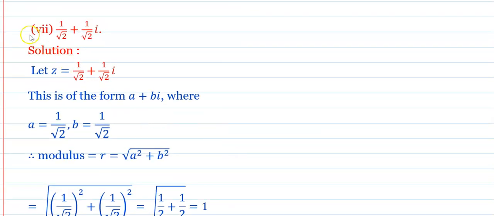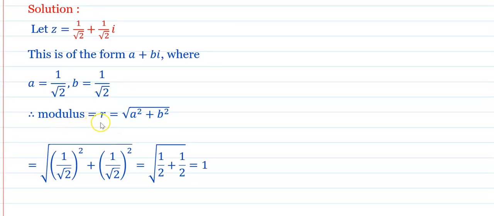Okay, now the next problem, problem number 7: 1 by root 2 plus 1 upon root 2 i. Here let z is equal to 1 by root 2 plus 1 upon root 2 i. This is of the form a plus bi, where a is equal to 1 by root 2 and b is equal to 1 by root 2.